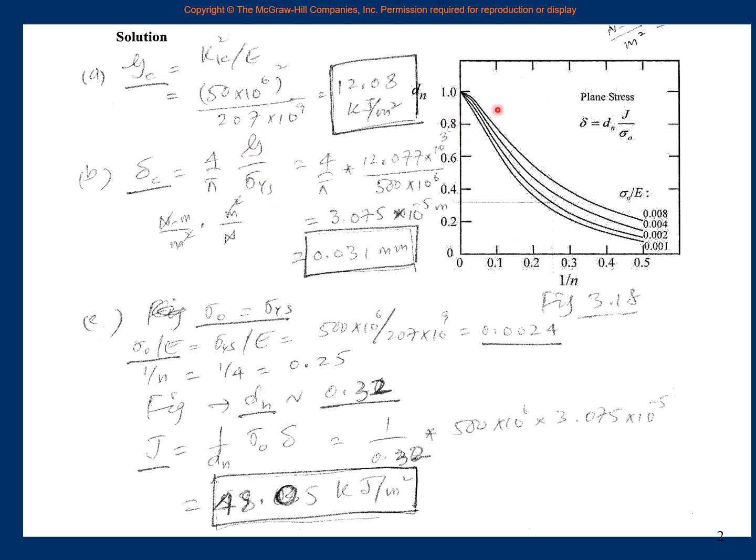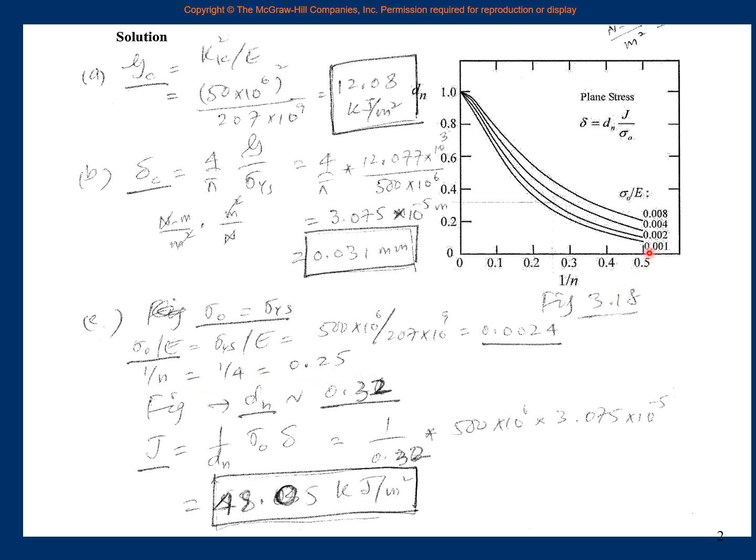Finally, this is for sigma naught equal to sigma ys. These curves are for sigma naught by E, so it is sigma ys upon E. Sigma ys is 500 and E is 207 times 10 to the 9. So this value comes out to be 0.0024. And because n is equal to 4, 1 upon n is equal to 0.25, right?